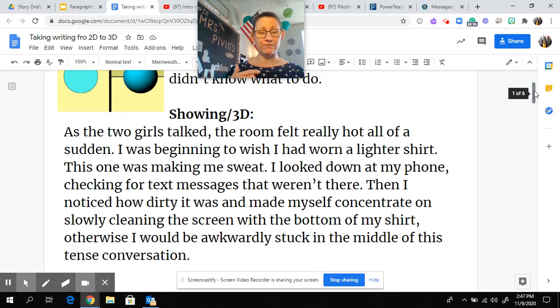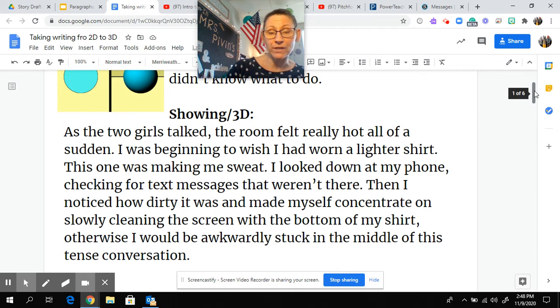I looked down at my phone, checking for text messages that weren't there. Then I noticed how dirty it was and made myself concentrate on slowly cleaning the screen with the bottom of my shirt. Otherwise, I would be awkwardly stuck in the middle of this conversation. So these are behaviors that someone is doing to communicate that they are uncomfortable.